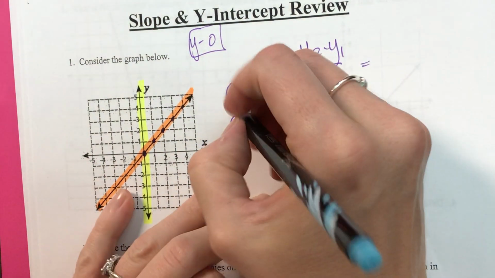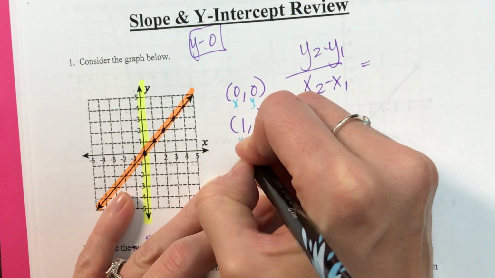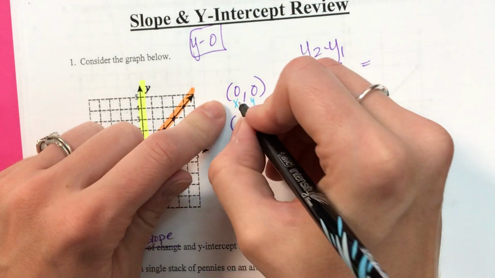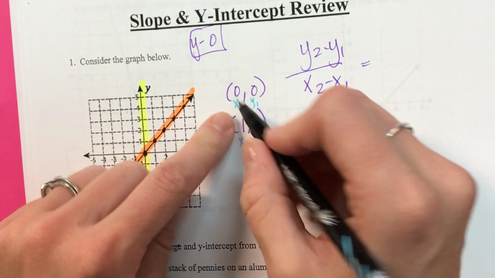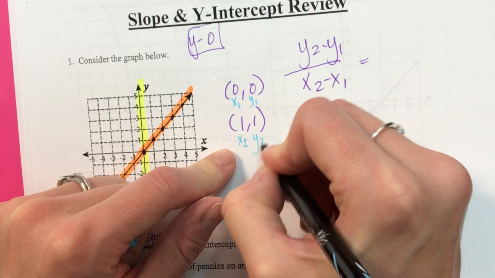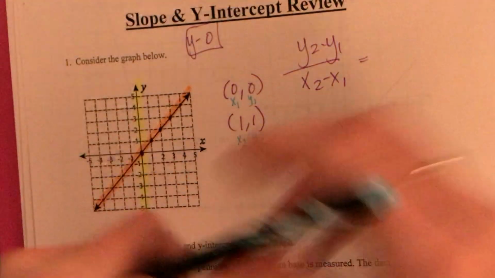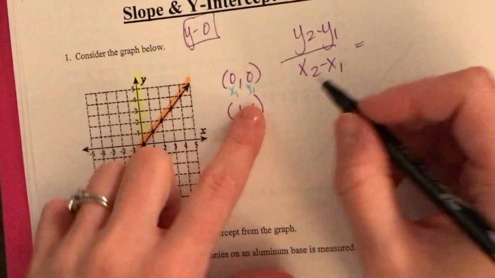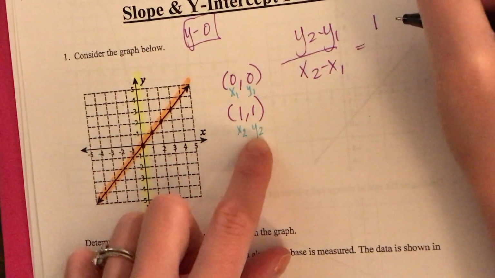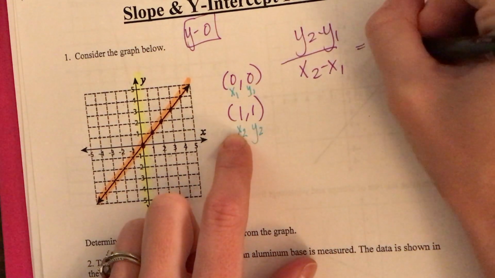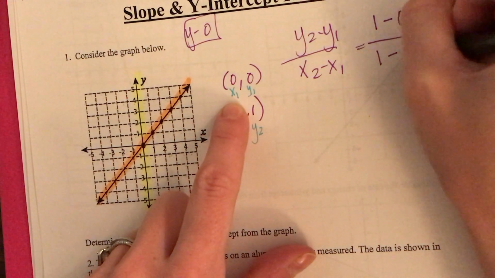So I have x and y, x and y. Since this was the first thing I wrote down, I'm going to put 1s there. Second one are my 2s. It doesn't really matter, but that's an easy way to do it. Then plug in what you've got. So y2 is 1, y1 is 0, x2 is 1, and x1 is 0.